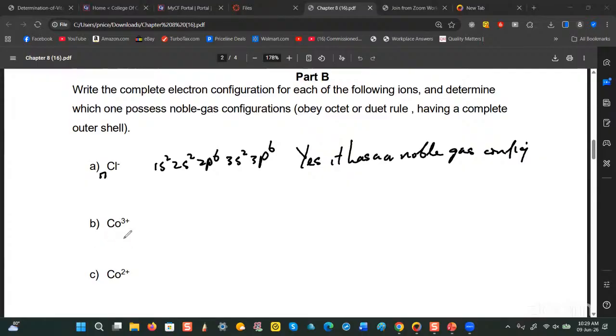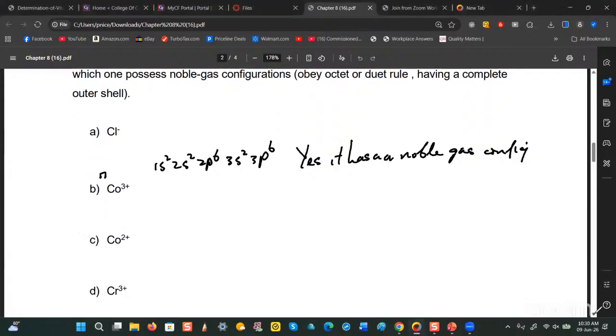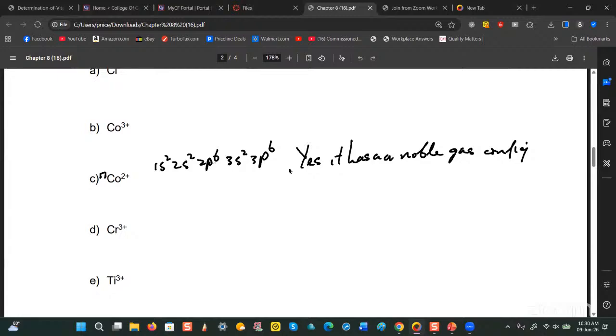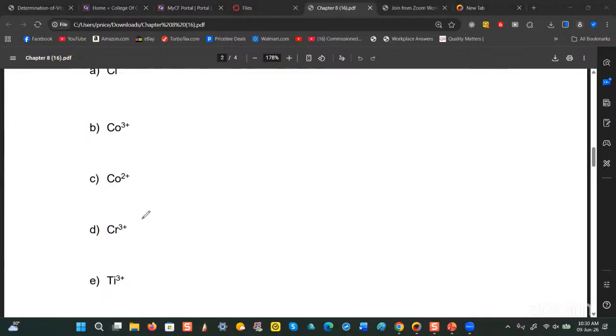Okay, we did cobalt 3+ already, right? And cobalt 2+ is relatively easy. All you have to do is add an electron to cobalt 3+ and you get cobalt 2+. So I'm going to skip those two for now. And for chromium 3+, chromium is one of those weird ones, as I said before. Let me clear this here. The atomic number of chromium is what?